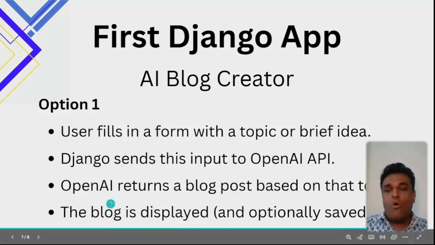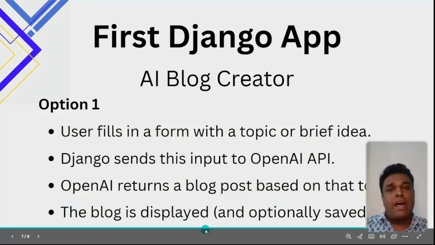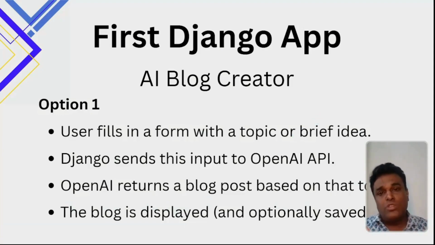Okay, then OpenAI returns a blog post based on that topic, and the blog is displayed, and the user can save that blog or can actually upload it to the WordPress website automatically. Just with one click, the entire blog will be uploaded. It will be published on the WordPress website. Okay, that is really cool.